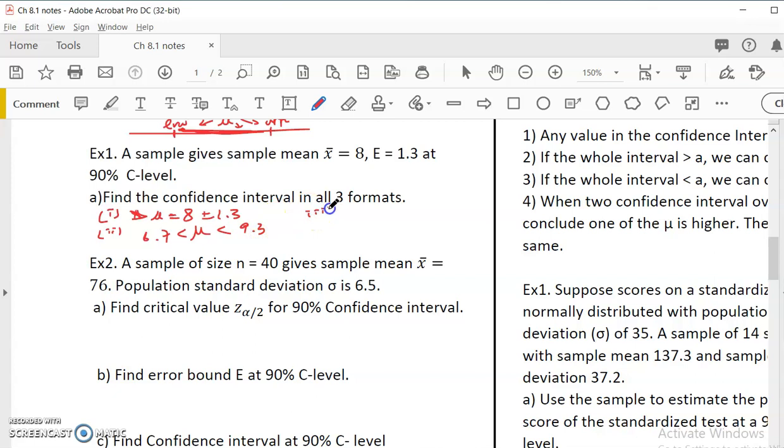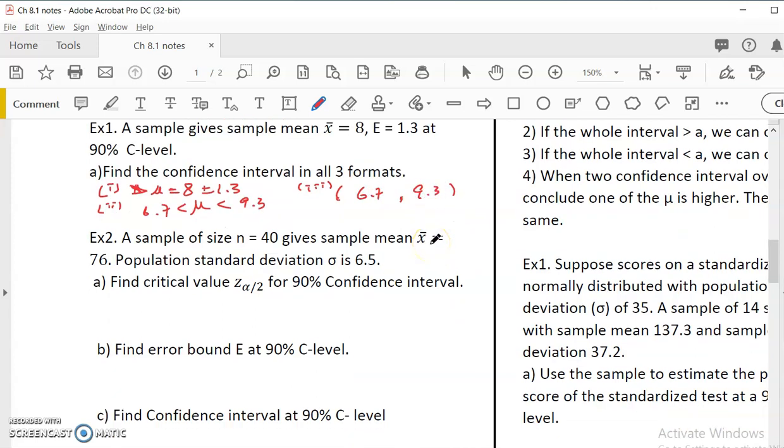The third one uses the calculator, like a lot of graphing calculators do. Use the bracket, the parenthesis. We call it interval notation. You just write the first number, the lower, and the second number, the upper. So this corresponds to a number line having the left bound 6.7 and the right bound 9.3. If you look at this or this, you can draw the number line.